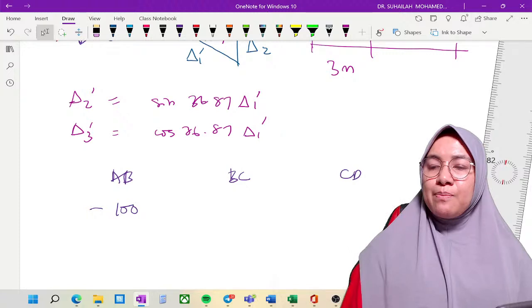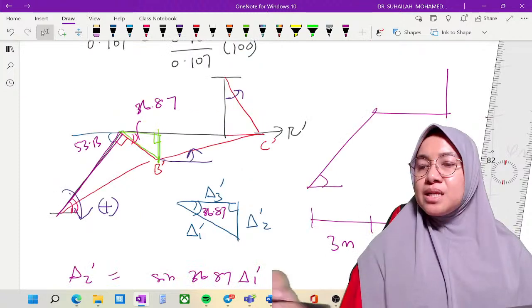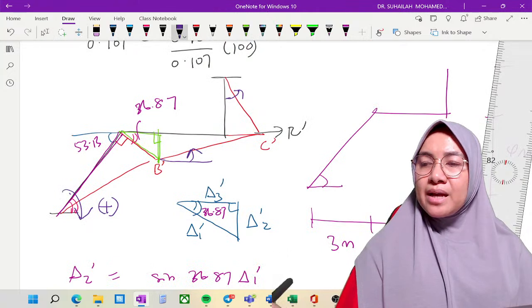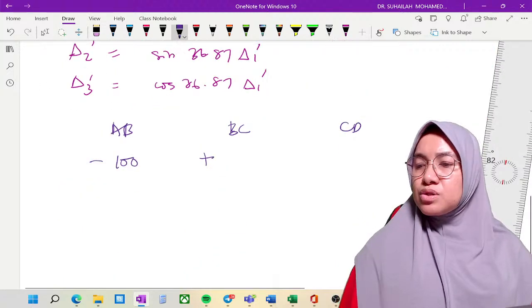Then look at BC. For BC, the angle is negative. FEM must be positive, so this must be positive. And then we look at CD. The angle from original to new position is negative as well. Same as this, negative angle. So negative angle produces positive. So we will have two positive FEM in this case.